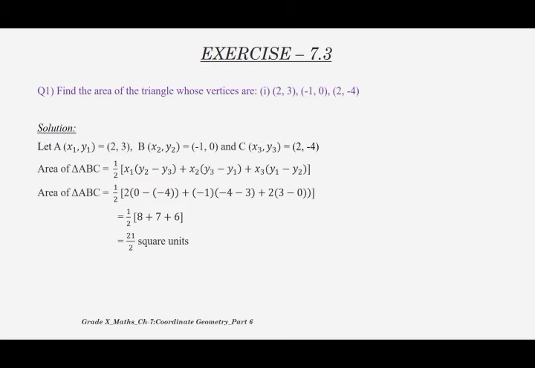Now, moving on to exercise 7.3. Question 1. Find the area of the triangle whose vertices are (2, 3), (minus 1, 0), (2, minus 4). So let us first name them. A (x1, y1) is (2, 3), B (x2, y2) is (minus 1, 0), and C (x3, y3) is (2, minus 4). We know area of triangle ABC formula. Substituting for the coordinates, solving them, we get 21 by 2 square units.